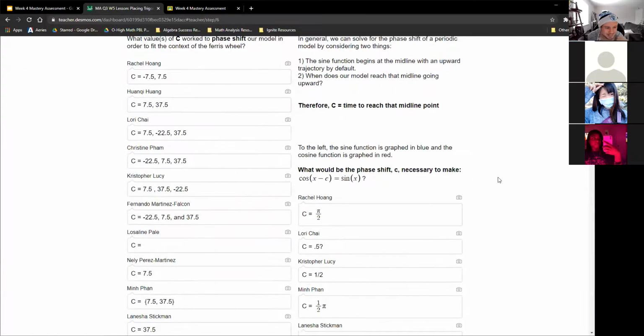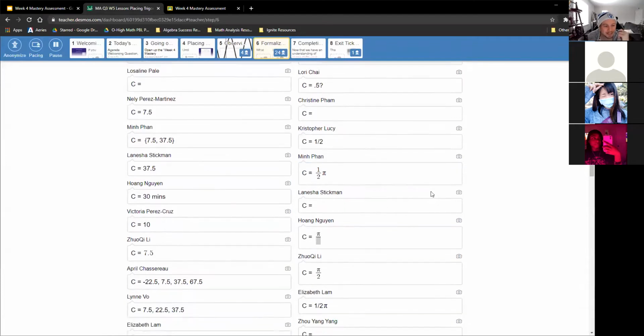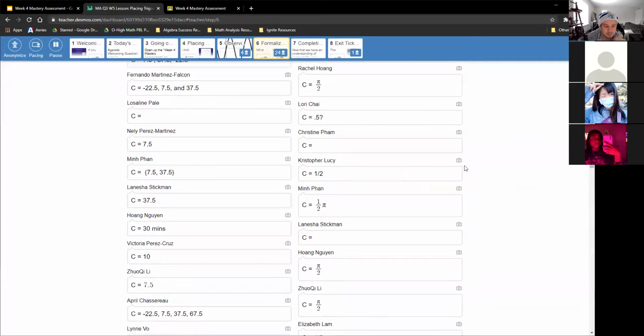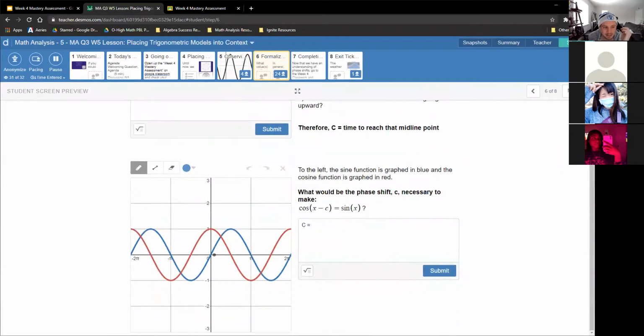Let's see what people think. We got 1/2 pi. Look at that. Min said it out here. I mean, a lot of people have said it. So everyone who's thinking 1/2, you're thinking 1/2, right? Because you're seeing that it's half, the midline for the cosine, the one in red here. You see that, the midline? You're seeing that it's halfway towards getting there, right? So we need to shift it over by 1/2, right?